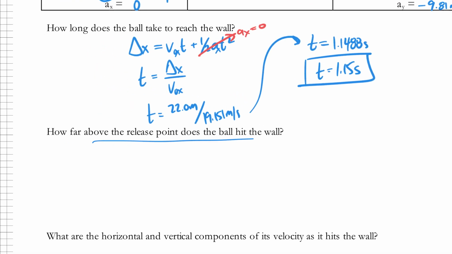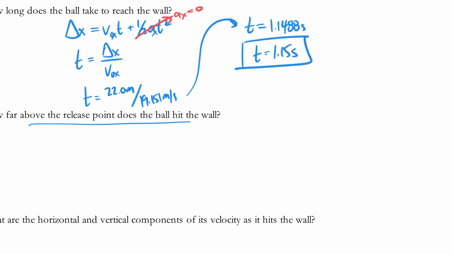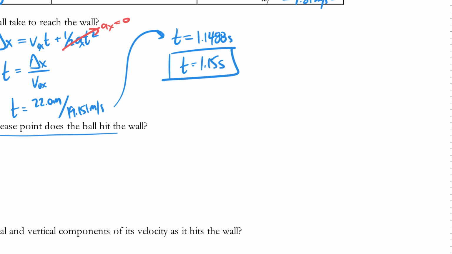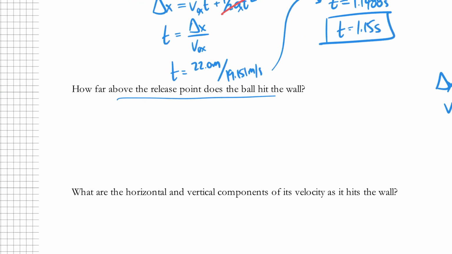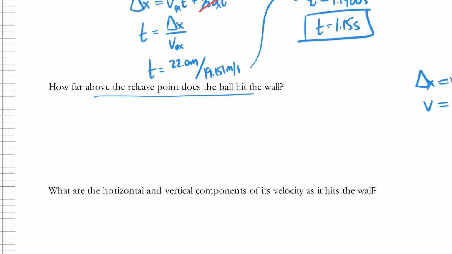Again, as soon as you have time, for all displacements, you're going to use this equation, whether that's x or y. And for all velocities, you're going to use this equation, as soon as you have time. I can't think of an exception to that rule. Okay, all right, how far above the release point did the ball hit the wall?